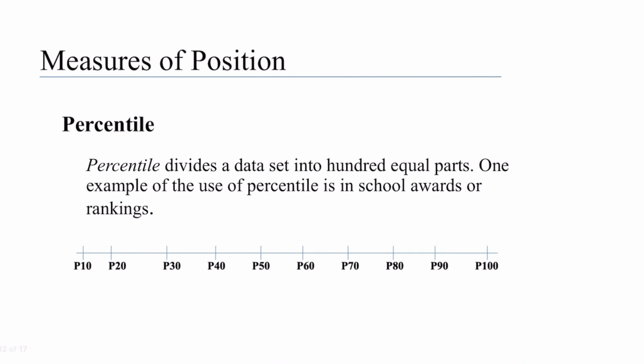Let's go to percentile. Percentile divides the data into 100 equal parts. One example of the use of percentile is in school awards or rankings. Take note that the percentile will divide the class into 100 equal parts, P1, P2, P3, and so on and so forth. This percentile corresponds to a percentage. Since it is percentile, the range is in every 1. Therefore, P1, 1%, P2, 2%, P3, 3%, P4, 4%, and so on and so forth.